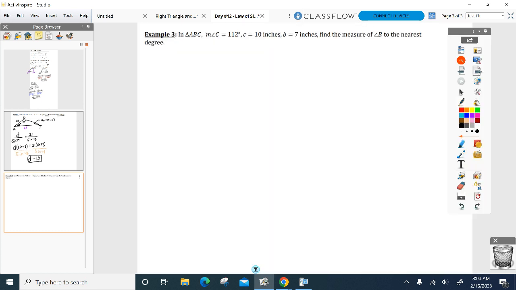All right. How do I find an angle now? We've been finding sides using law of sines. How can I find an angle using law of sines? So let's get triangle ABC down. I got angle C is 112. C is 10, so the side across from C is 10. And the side across from B is 7. Find the measure of angle B to the nearest degree now.